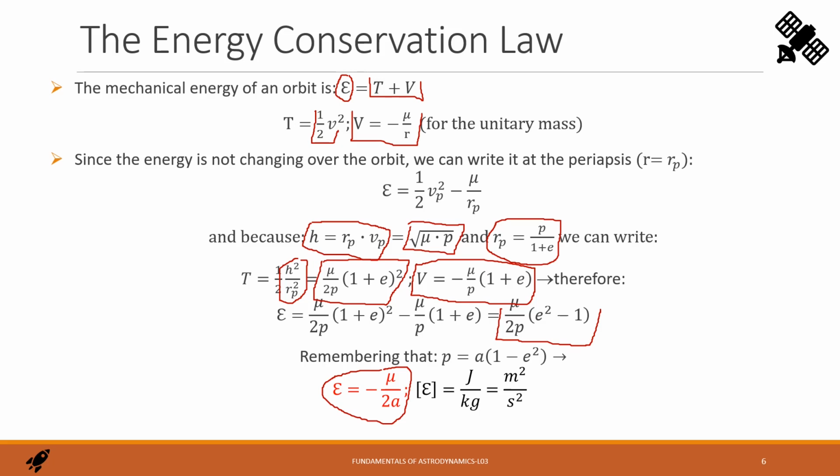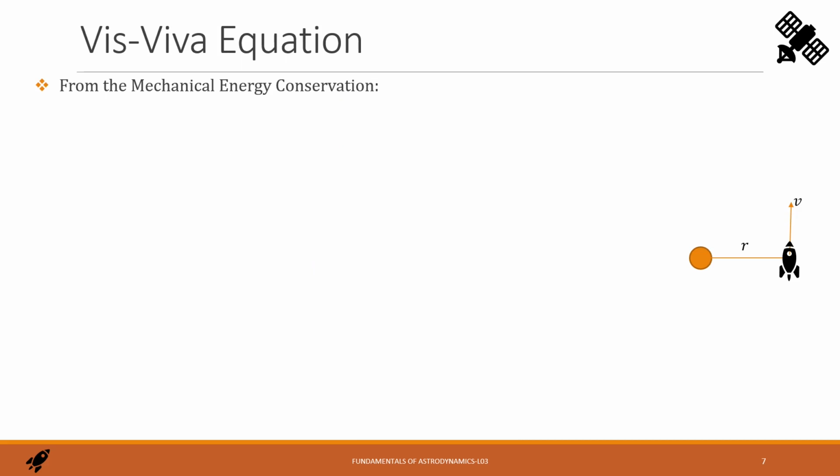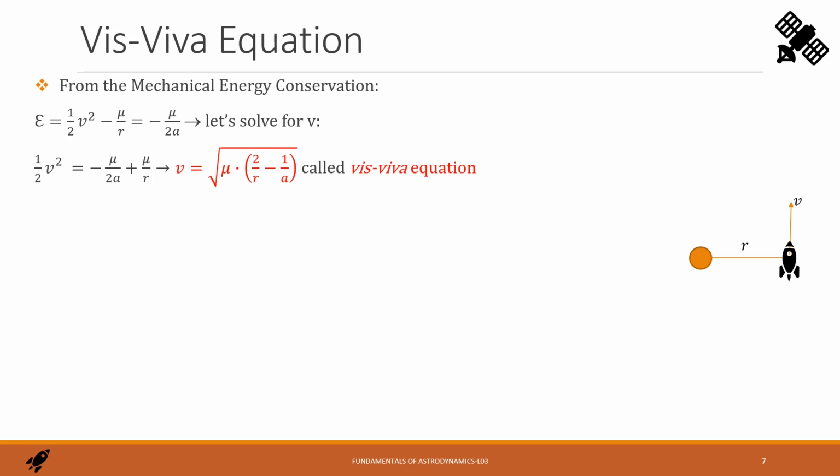The unit is joule per kilogram, that is equal to square meter over second squared. From the energy conservation law, we can isolate the velocity and get this expression in red. It represents the velocity modulus of an orbit with a given semiaxis a at a distance r from the central body. An important result is that the velocity for a given distance depends only upon the semiaxis.